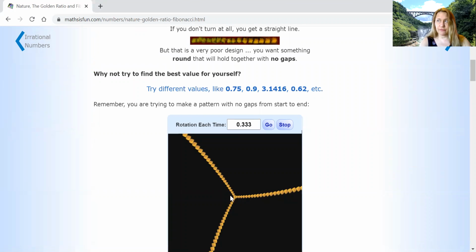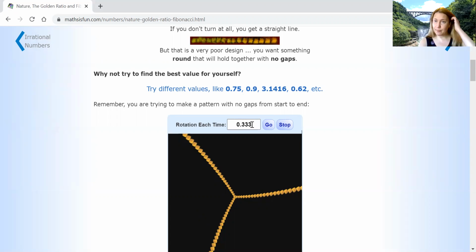If it turned a third of the way and then a third of the way and then a third of the way, notice how the seeds would pack right on top of each other. All right, and that wouldn't be good for being able to get sunlight. And then also we would have this plant growth, which is a very poor design, right? We want something round that holds together with no gaps. Okay, so a third is no good.